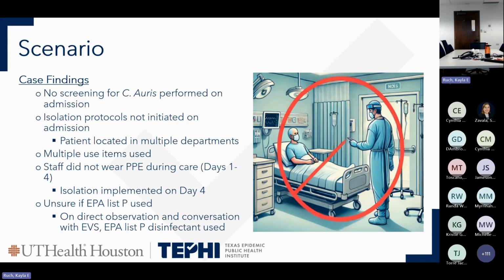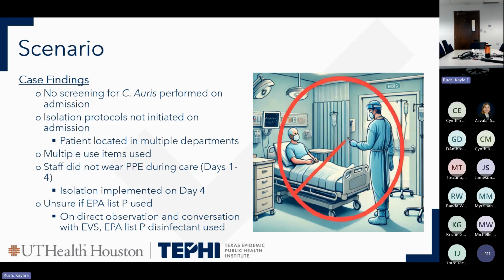So in our case findings, we already know that there was no screening for C. auris done on admission, no questions asked about what facility they were from, and no isolation initiated. We do know that the patient was in multiple departments: ED, radiology, and ICU, before we even pulled our data. Multiple items were used. Staff did not wear PPE because the patient wasn't on isolation. And we're unsure if an EPA List P product was used.